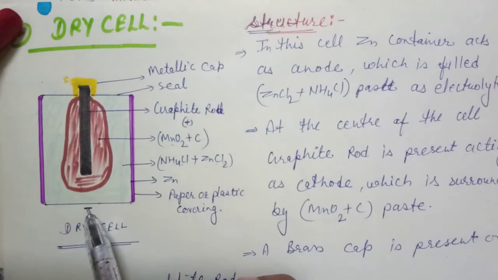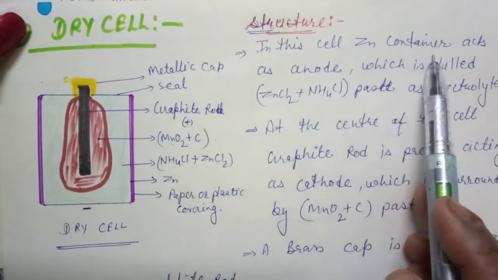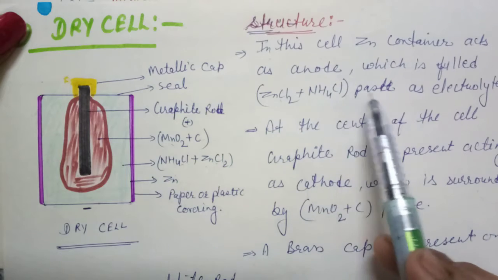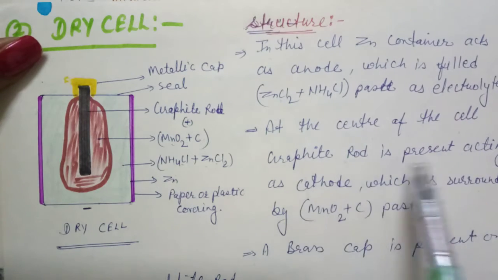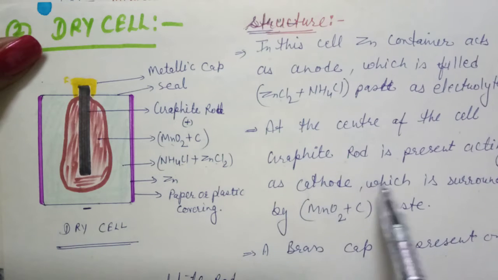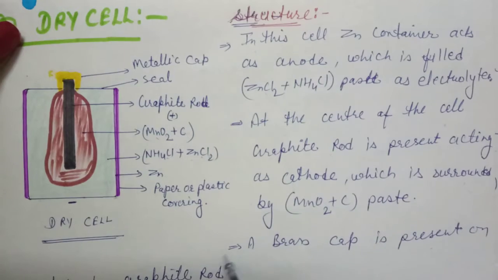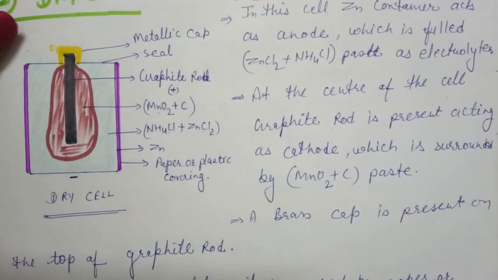Okay, this is anode and this is cathode. See, in this cell Zn container acts as anode, which is filled with ZnCl2 and NH4Cl paste as electrolyte. At the center of the cell, graphite rod is present acting as cathode, which is surrounded by MnO2 plus C paste. A brass cap is present on the top of graphite rod.